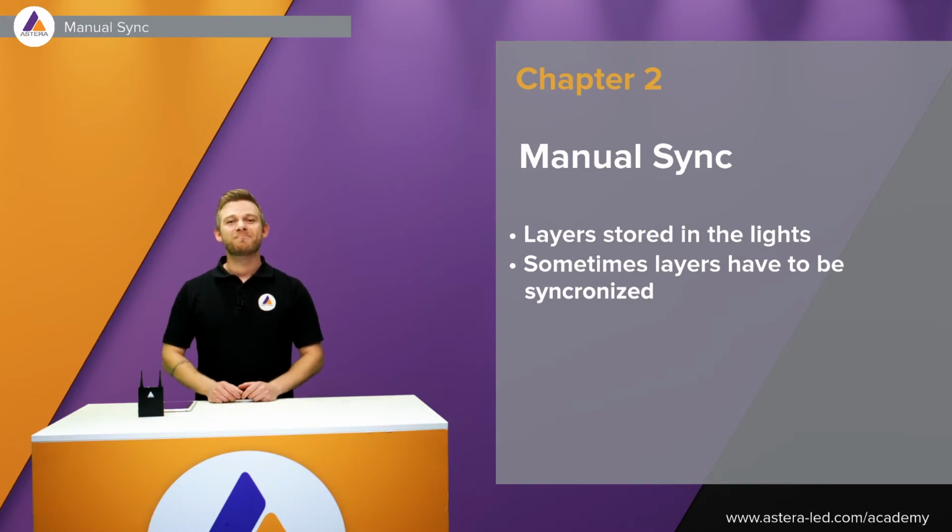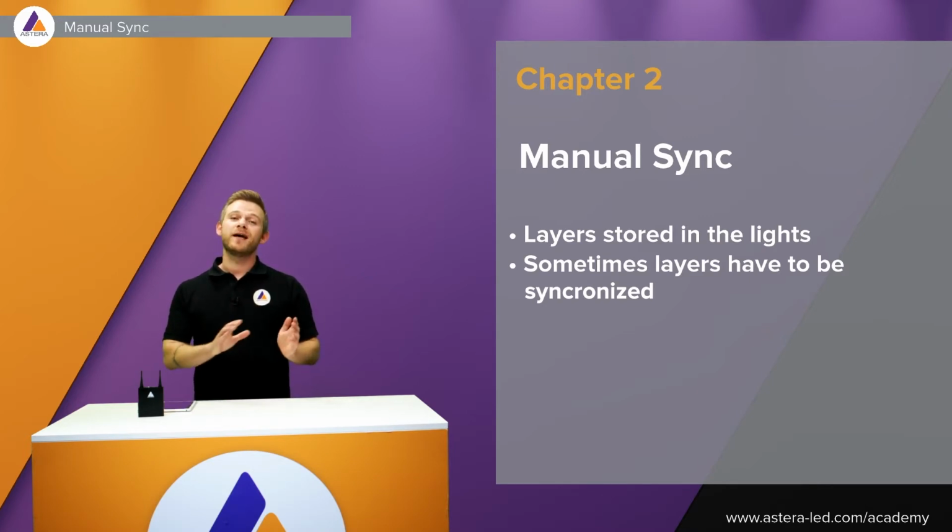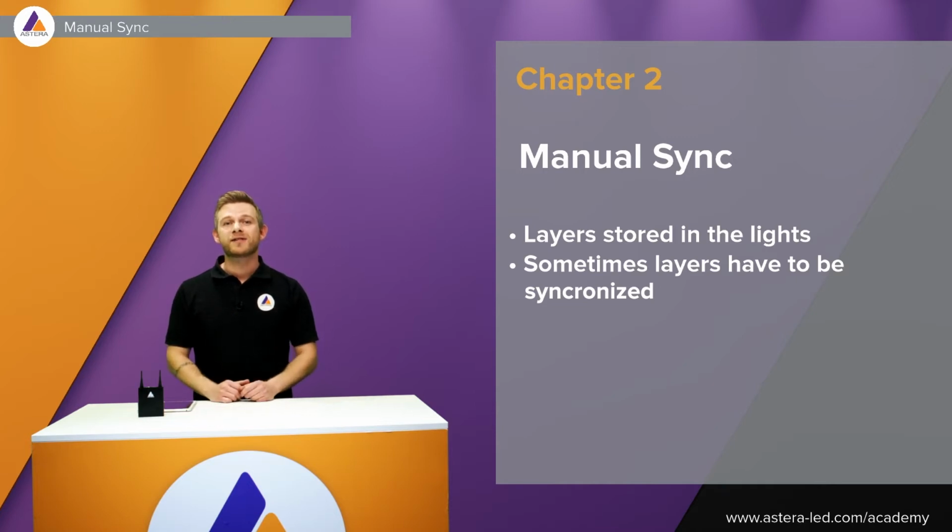Digging into chapter 2, which is about manual sync. Actually, the layered effects are stored inside the lights, so from time to time you need to sync the lights. It can be that you already have the layers running on some tubes, and then you add an extra tube. If this is not reacting like the other ones, then we simply need to sync them, and then they will be running properly again.